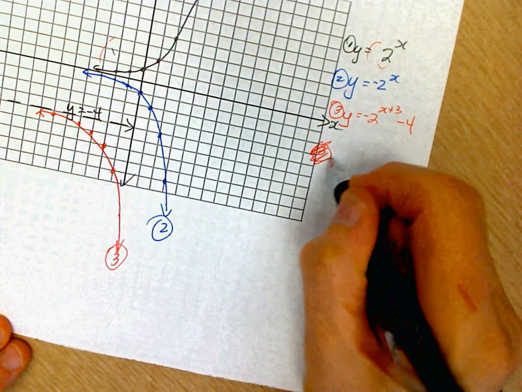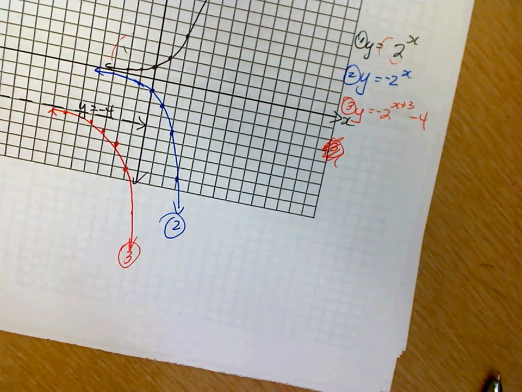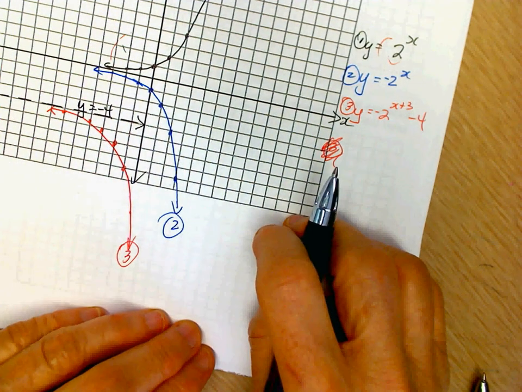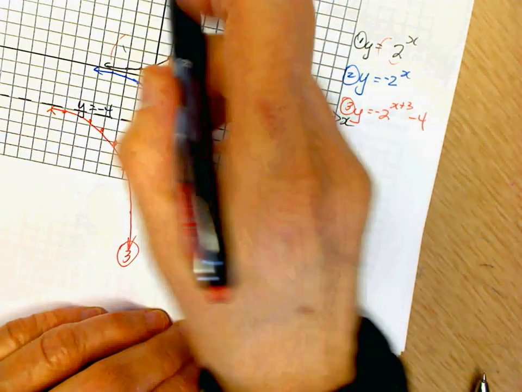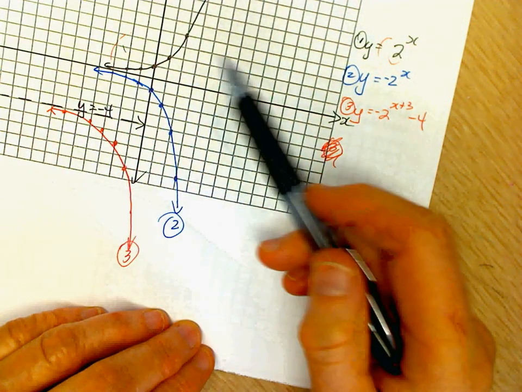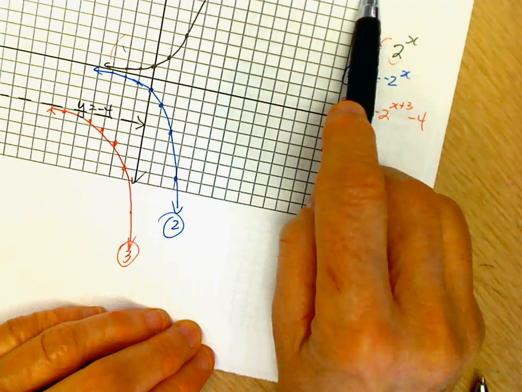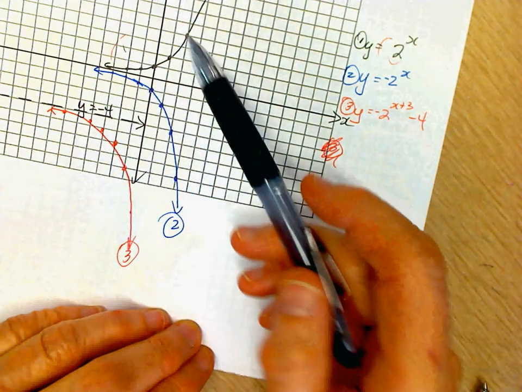So, they're asking us for stuff here. Sketch a series of transformations we did. Label all graphs we did. Label the asymptote we did. State the domain and range.